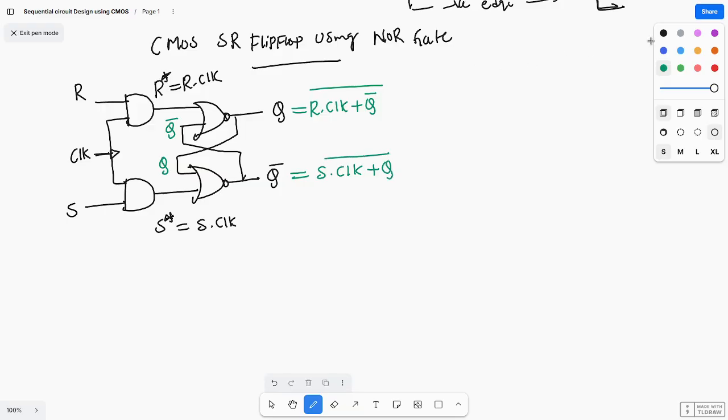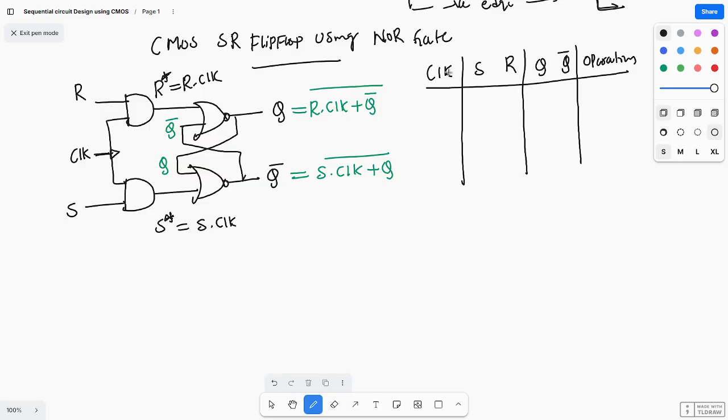So the functionality depends on the clock. If clock is equal to 0, whatever the S and R value, this is nothing but the memory state. The next state is Qn plus 1, equal to Qn and Qn bar, the memory state. When clock equals 1 only, the circuit will operate.